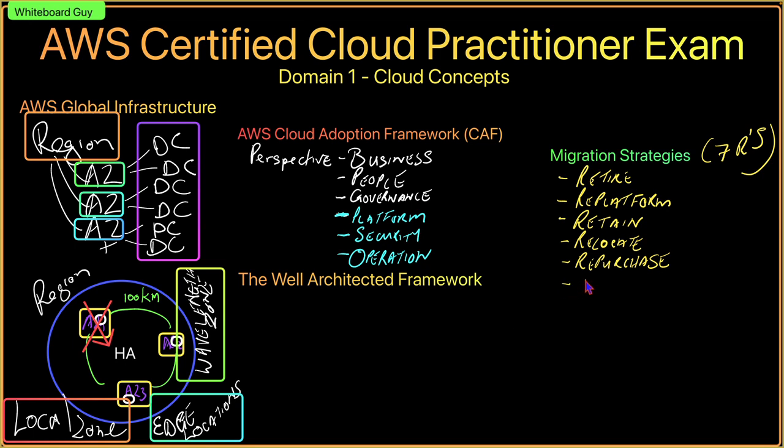And then the last one that we could also be looking at, and this is the most expensive one, is refactor. Refactor, or it is also known as re-architect. This is when I'm looking at all of the benefits of the cloud, and I now decide, hey, I want to make use of all of that. I will redesign this application. I will take all of the steps.